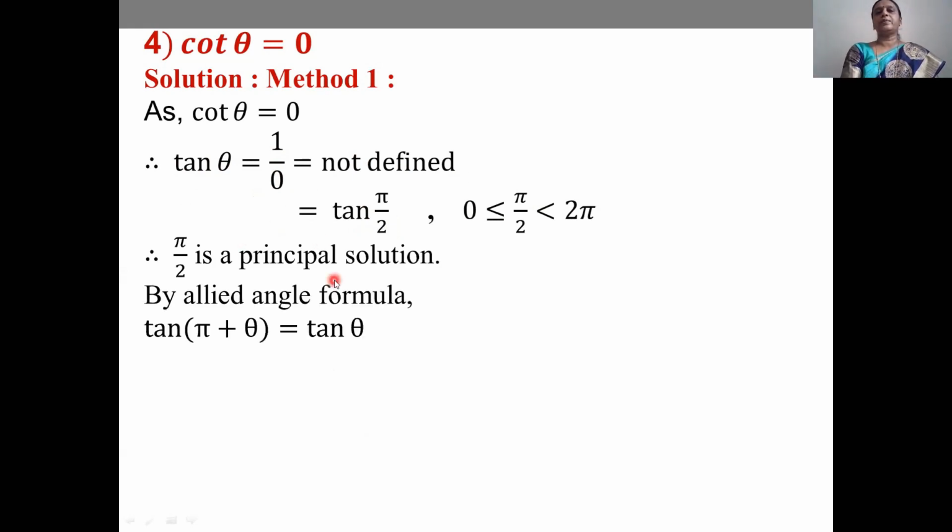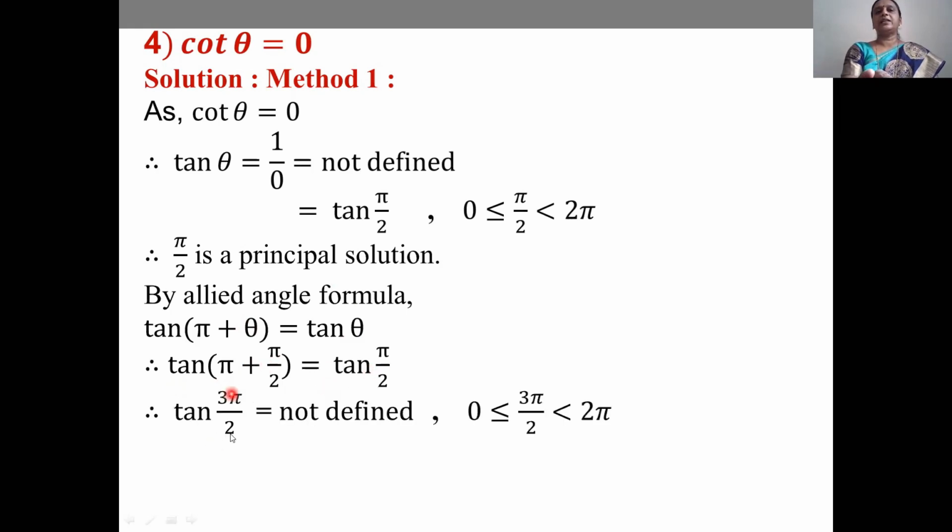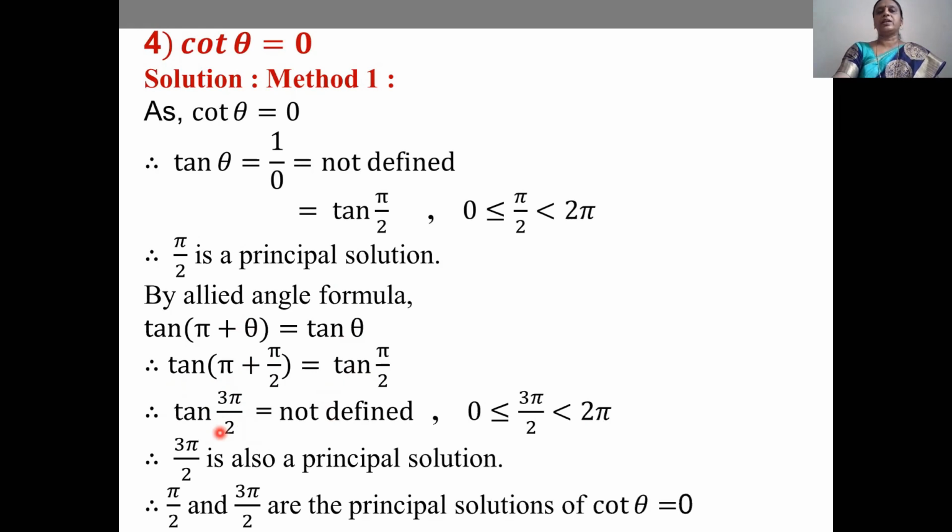To find the next solution, use the allied angle formula: tan(pi + theta) is equal to tan theta. Keep in this formula the value of theta as pi by 2. We get tan(pi + pi/2) is equal to tan(pi/2), and this is tan(3 pi/2), and the value of tan(pi/2) is not defined. It means again at the angle 3 pi by 2, tan theta is not defined, and 3 pi by 2 means an angle of 270 degrees, which obviously lies in the interval 0 to 2 pi. Therefore 3 pi by 2 is our next principal solution. Therefore pi by 2 and 3 pi by 2 are the principal solutions.